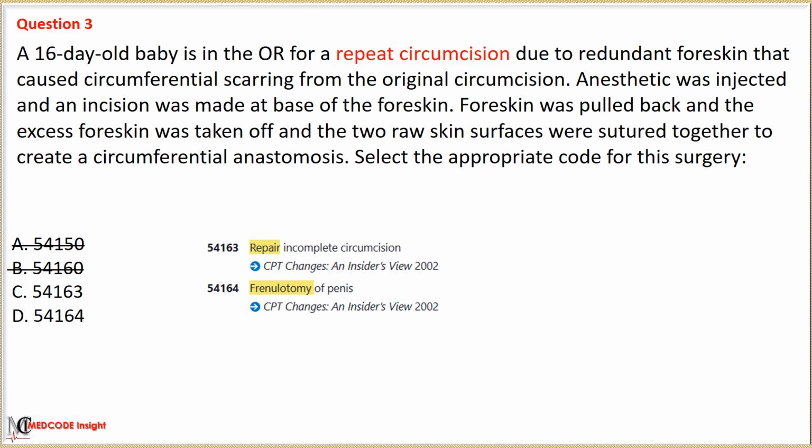As in the scenario, the physician does not incise the membrane of the frenulum, but did detach the foreskin from the glans and shaft of the penis. We can easily eliminate option D with code 54164, which is used for frenotomy, a procedure to release tissue restricting the movement of the glans penis. Therefore, the correct option is option C with code 54163, which is used for the repeat of an incomplete circumcision.